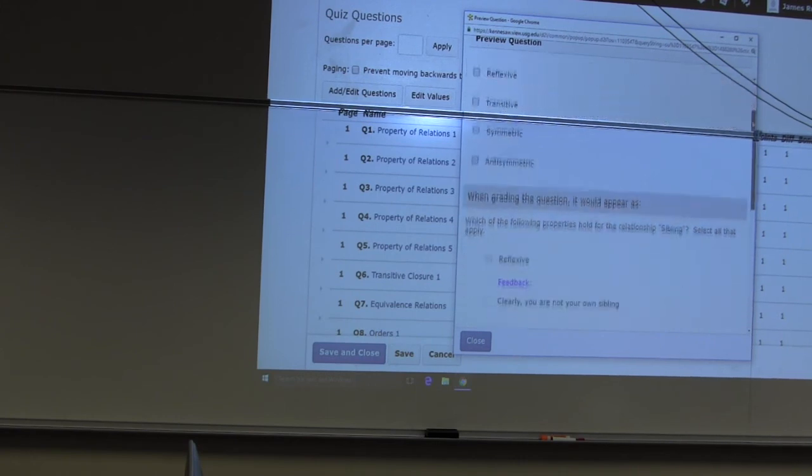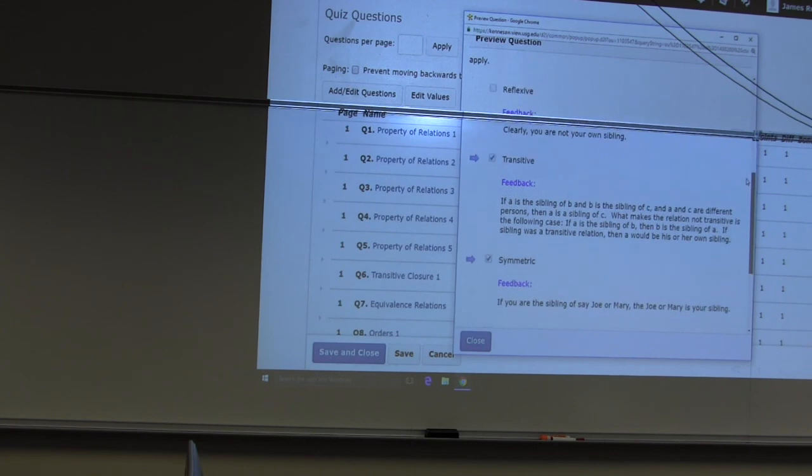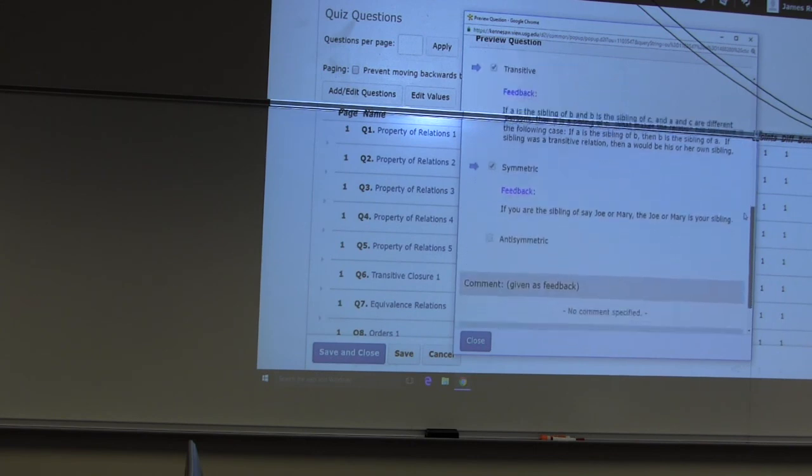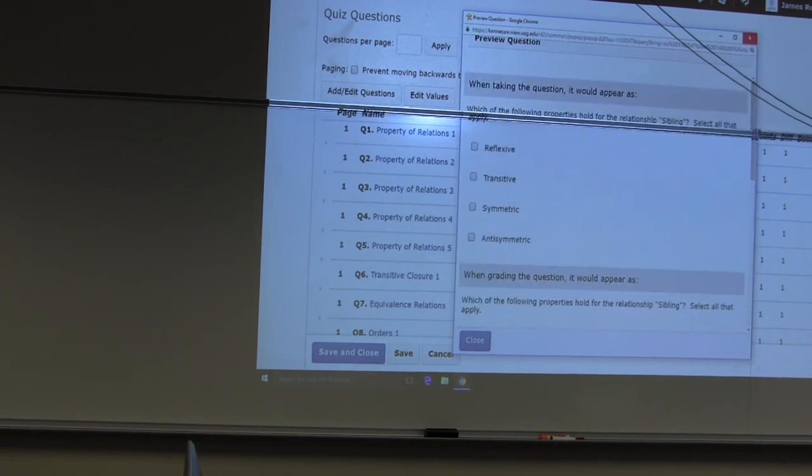I just want to make sure the answer is right here. It's not reflexive, it is transitive and symmetric, it's not antisymmetric. Right? Okay.